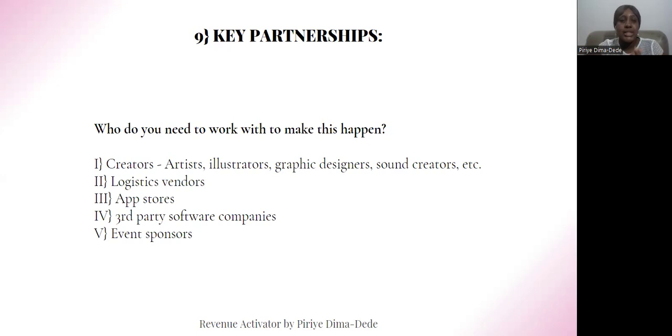We also have logistics vendors, because they have to work with logistics companies when they are delivering products that people paid for through Canva Print. We also have app stores, ensuring that Canva, the app itself, whether for Android or for iOS devices, meets their requirements, right? So it can be listed on those stores. They also need to work with third-party software companies who would bring their apps and their software and integrate them with Canva for their users to have access to.